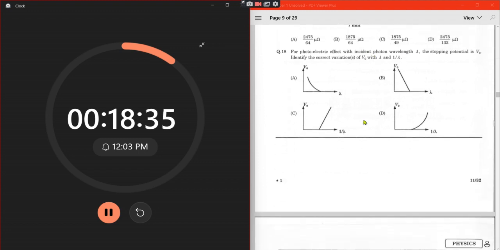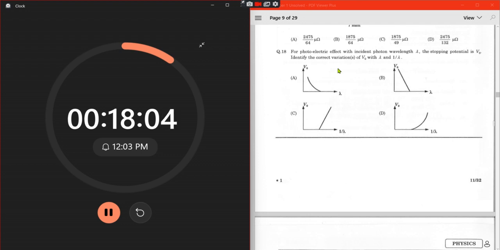For photoelectric effect with incident photon wavelength lambda, the stopping potential is V naught. Identify the correct variation of V naught with lambda and 1 upon lambda. Stopping potential is V naught, meaning V naught is equal to... hc upon lambda, that's the energy, minus phi, the energy left. The kinetic energy is fully used up, so that's just equal to E V naught. So we need the variation of V naught with lambda and 1 upon lambda.